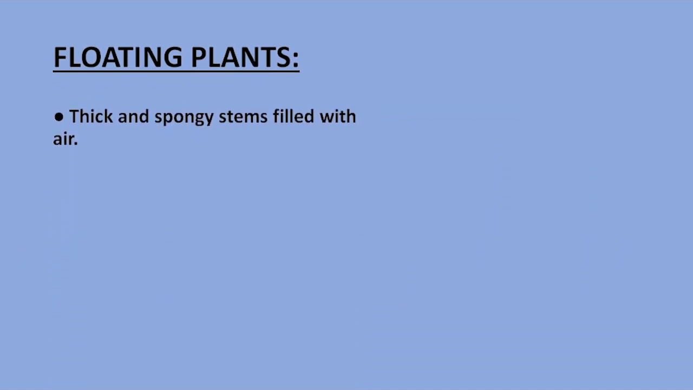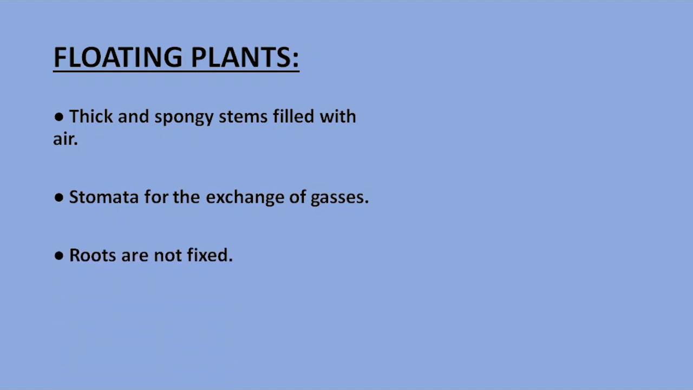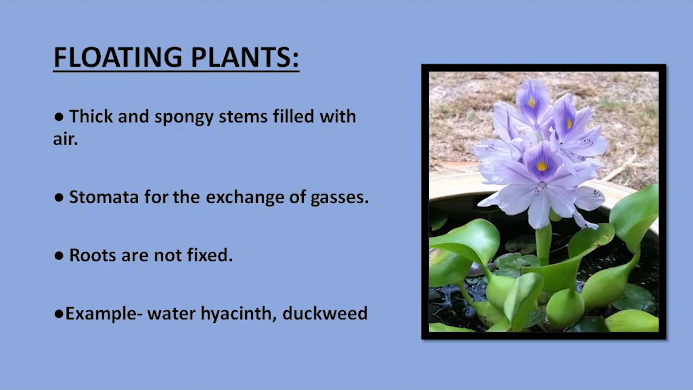Floating means they will be floating on the top of the water. They have thick and spongy stems which are filled with air. As it is filled with air, they keep on floating on the water. They have stomata, which are the openings on the leaves, and they help in the exchange of gases. The next is roots are not fixed. That means they keep on floating on the water. That is why the roots are not fixed. The examples are water hyacinth and duckweed. In the picture you can see the water hyacinth.